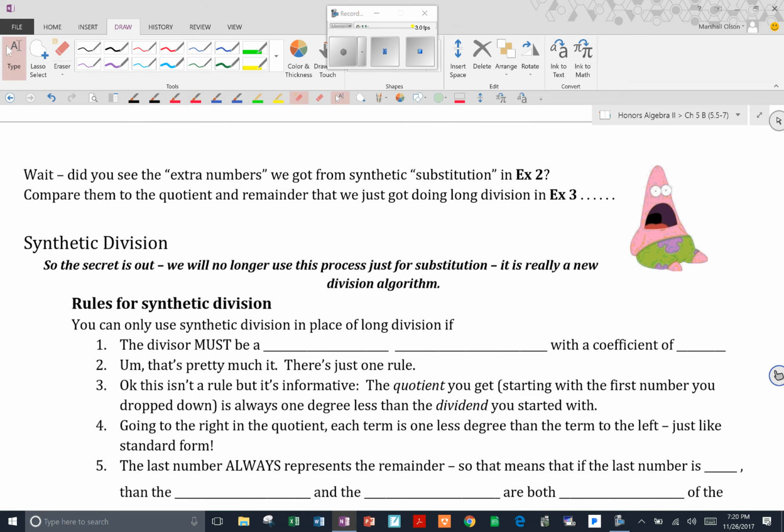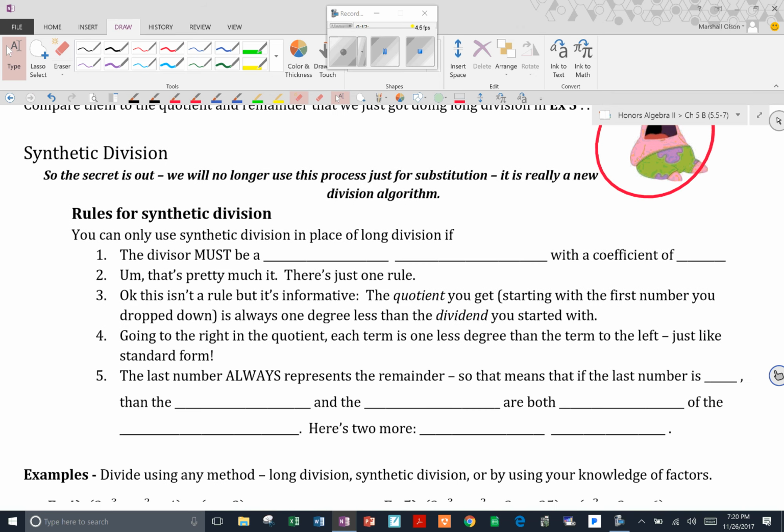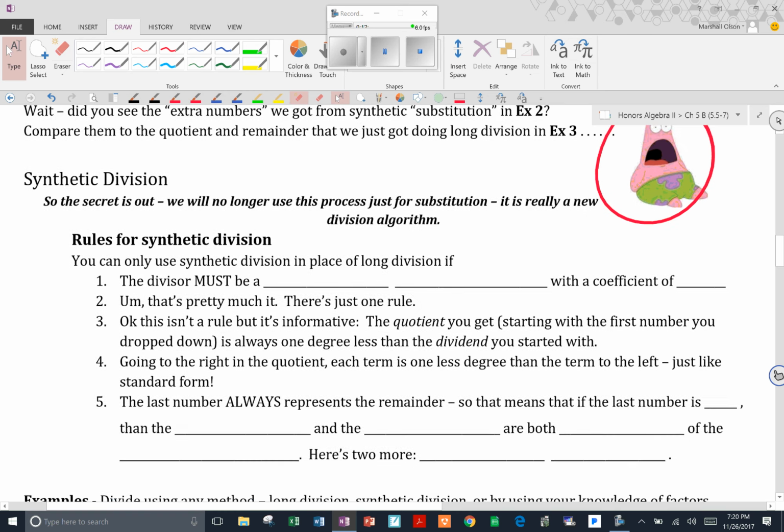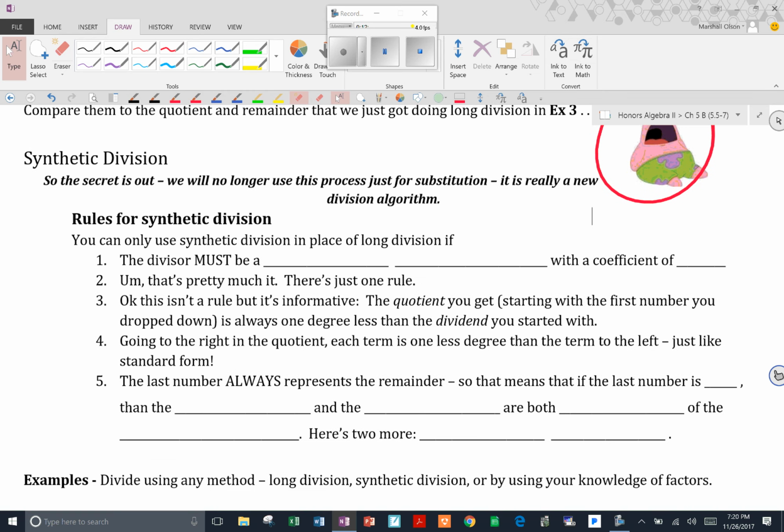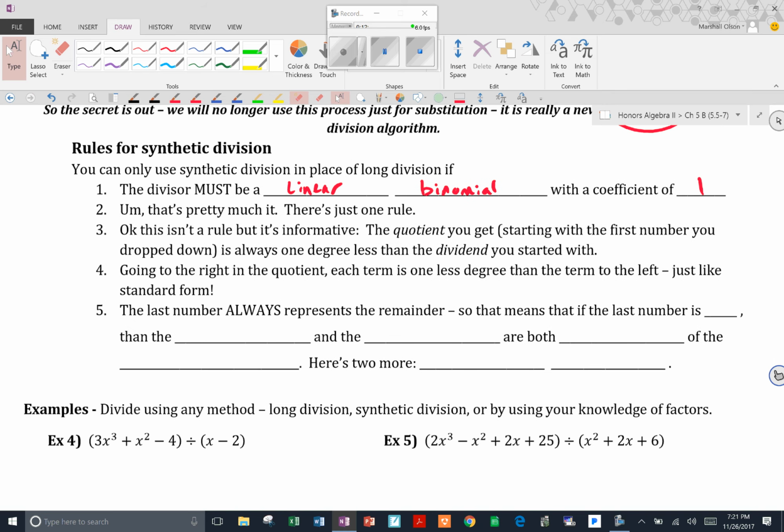So, it's pretty amazing, clearly. All right? We're no longer going to use this process just for substitution. It is really a new division algorithm. Okay? But you can only use it in a couple of cases. What you're dividing by, the divisor, must be a linear binomial with a leading coefficient of 1. Okay, that's pretty much it. That's the rule. Okay, the quotient you get is always 1 degree less than the dividend that you started with.